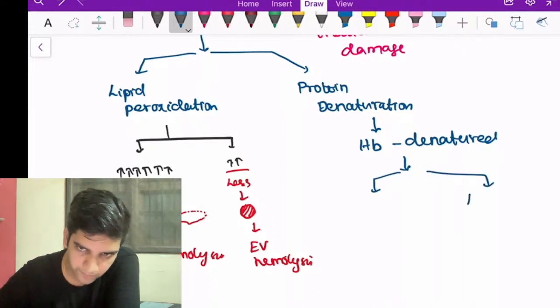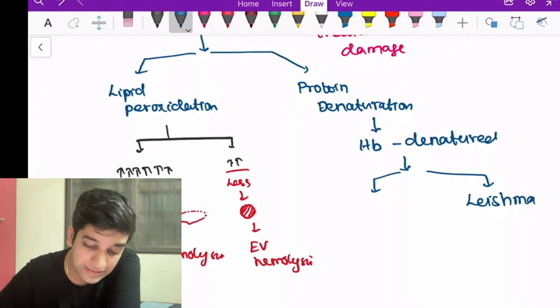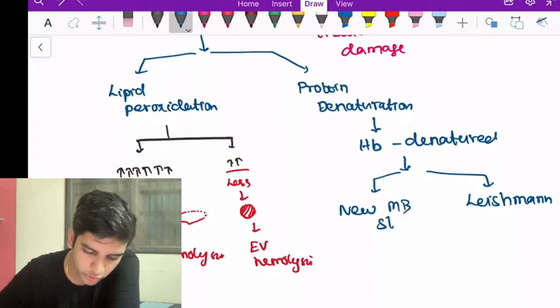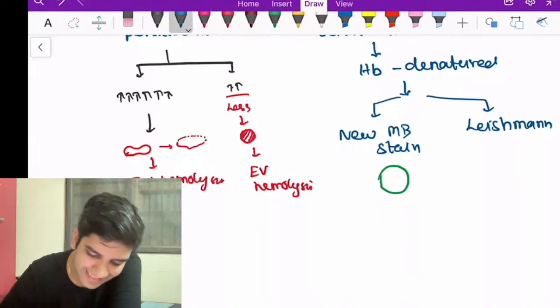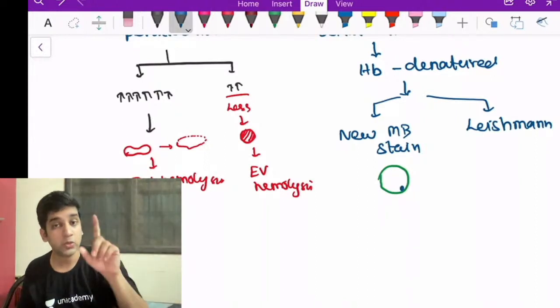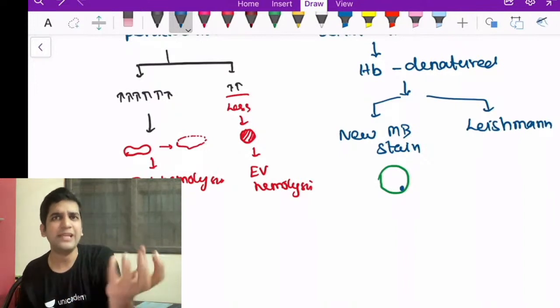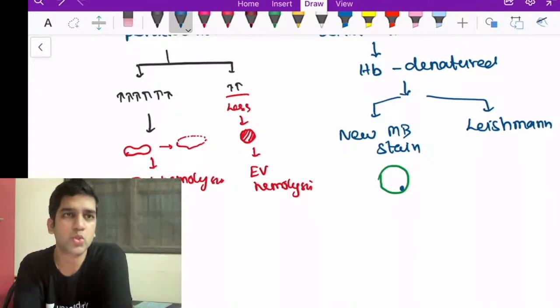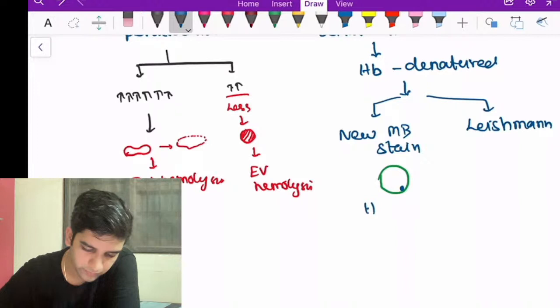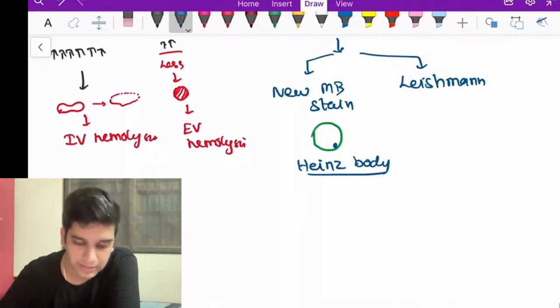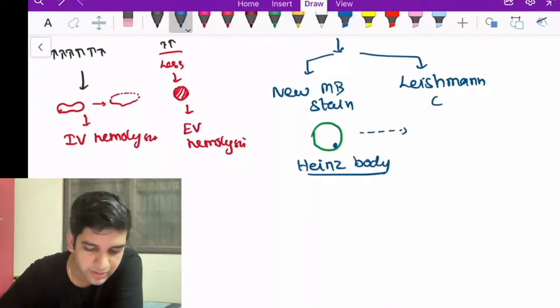With hemoglobin denaturation, I'm going to have two appearances. One is my Leishman stain, as I said, where it can't be seen. The other is my new methylene blue stain, or supravital stain. In a supravital stain, I can easily pick them up as a tiny little dot, which will be close to the membrane only, because denatured protein or any precipitate will obviously settle at the bottom. It goes close to the membrane. So when it goes close to the membrane, I call this finding a Heinz body, right? The same thing in a Leishman stain is not seen.